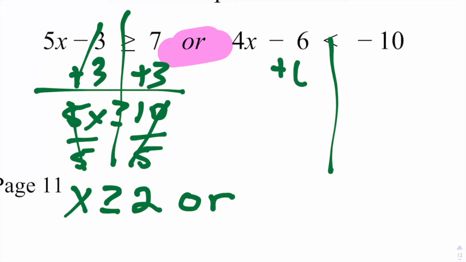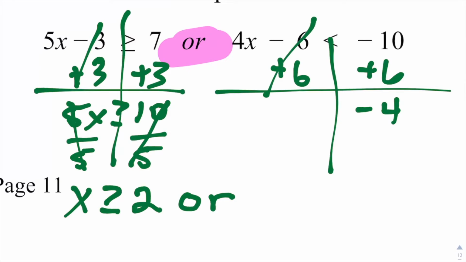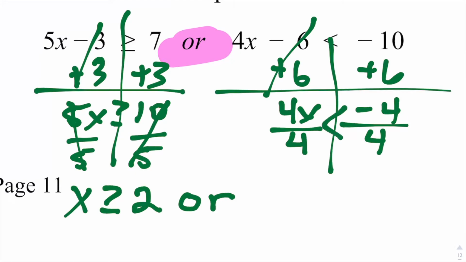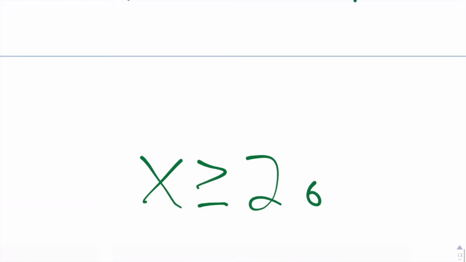and then over here, I'm going to add 6 to both sides. That's going to give me a negative 4 here. These 6's cancel. It's going to give me a 4x here. I'm going to divide both sides by 4. And since I'm dividing by a positive, my symbol does not change direction, as you can see. These 4's cancel. I'm left with x is less than, well, negative 4 divided by 4 is negative 1. Let's come down and graph that. So I have x is greater than or equal to 2, or x is less than negative 1.